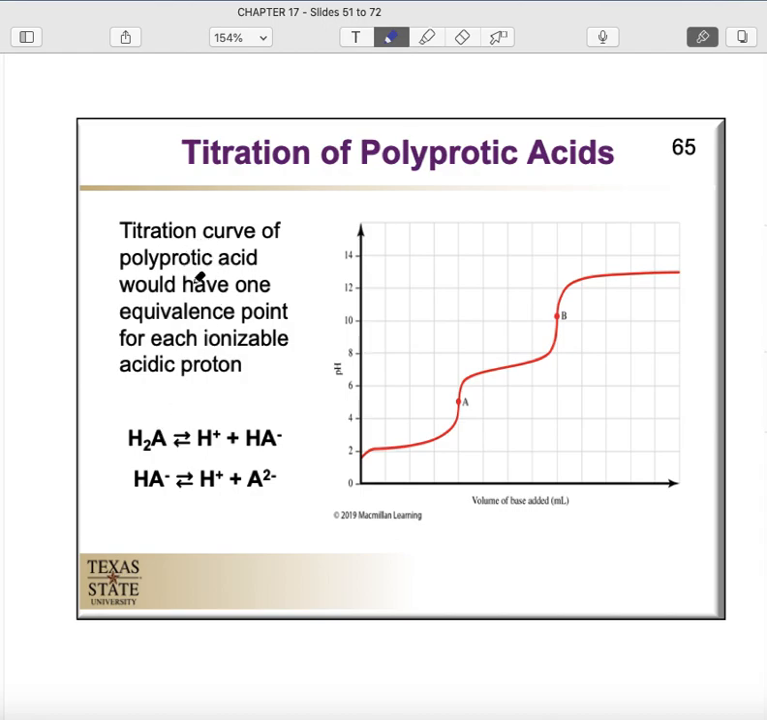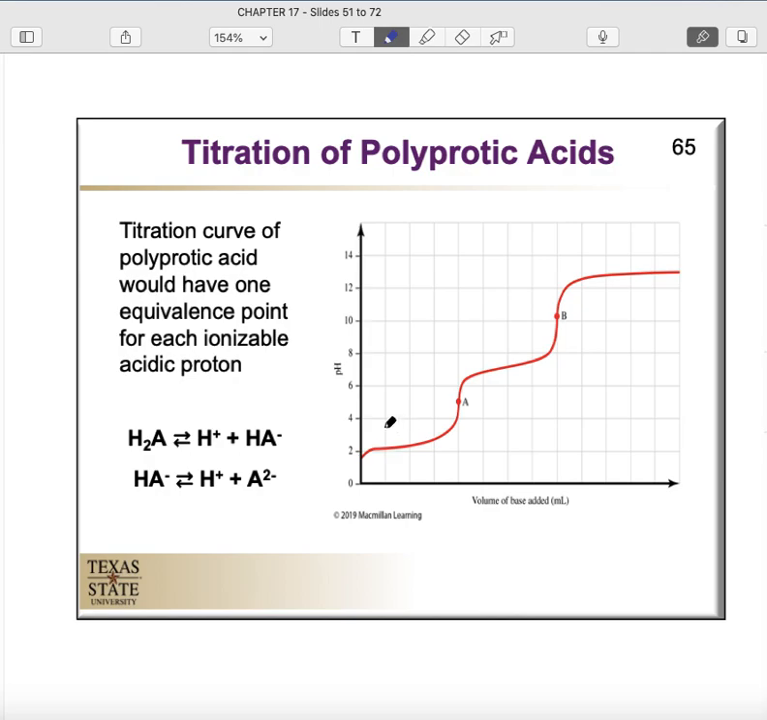Now, the titration curve for a polyprotic acid is going to look something like this. And the reason why it looks so different is that basically you're going to have more than one equivalence point. In fact, you're going to have one equivalence point for each ionizable acidic proton. So, for example, this acid has two ionizable or two acidic hydrogens. And so for each of those acids, I'm going to have one equivalence point. So in this particular case, we're going to have two ionizations, so two equivalence points.